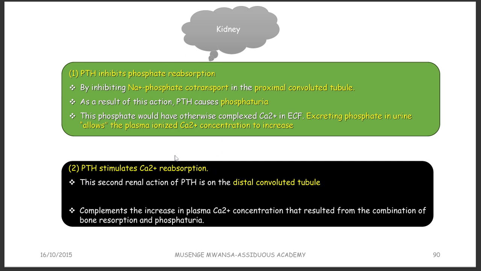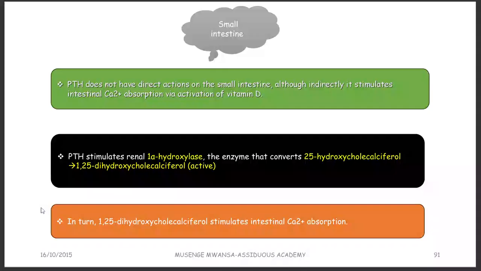Parathyroid hormone also stimulates calcium reabsorption. Reabsorption is happening in the distal convoluted tubule. Please take note. The phosphate is in the proximal. That's why you're inhibiting its reabsorption. But for the calcium, the reabsorption is happening in the distal convoluted tubules. It will complement the increase in calcium concentration that results from the combination of bone resorption and the phosphaturia.